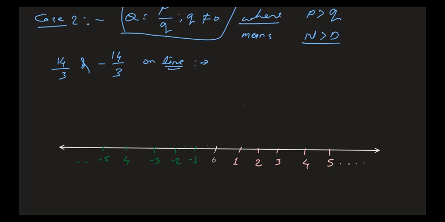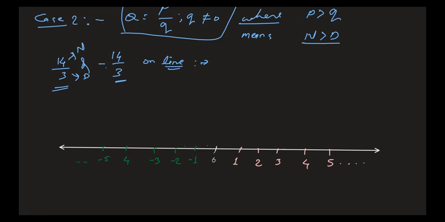Now this is an integer line also. So every integer is a rational number. So student, look here at the example. According to the example, this is 14 by 3 and minus 14 by 3. In 14 by 3 the numerator is greater than the denominator.